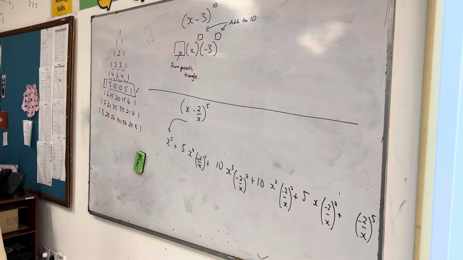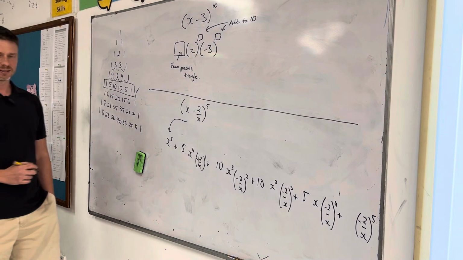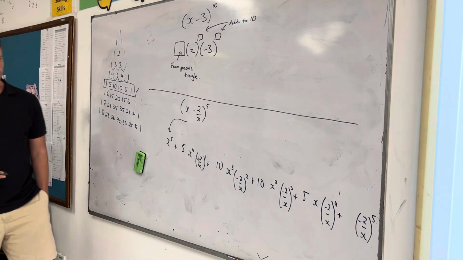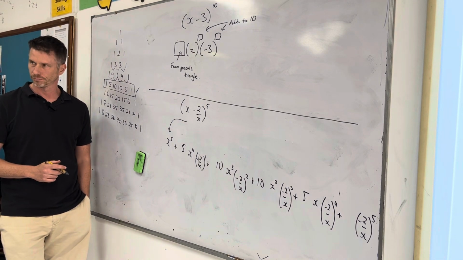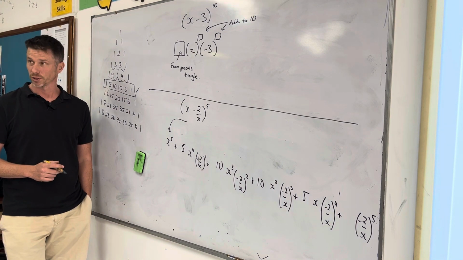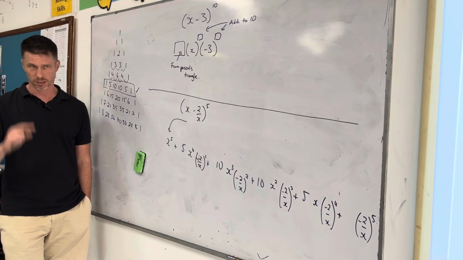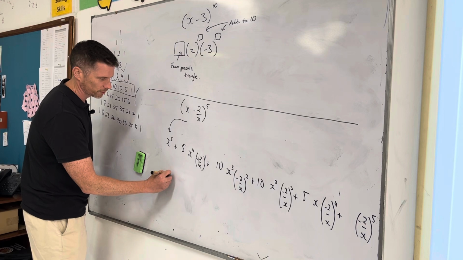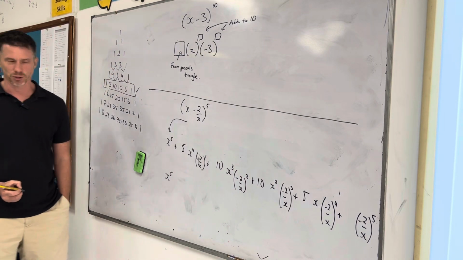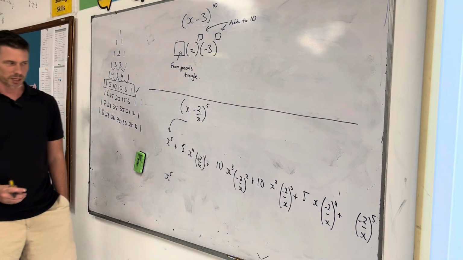1, 5, 10, 10, 5, 1. Now can we simplify this all at the same time? Okay. Yeah, so we're going to combine the powers and then make it one power, yes. So my first term is definitely x to the power of 5. That's not too bad. Prize for the second term?